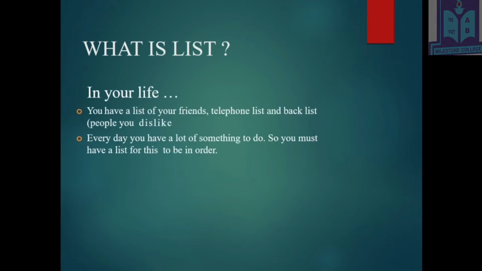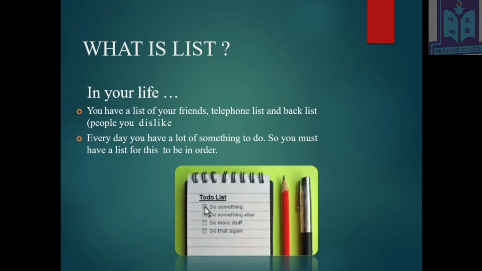So now, what is a list? In your life you have a list of friends, a telephone list, people you like or dislike, and a lot of other lists. Every day you have a lot of things to do, so you must have a list to finish your work in order. If you have work you want to do again and again, you can make a list.